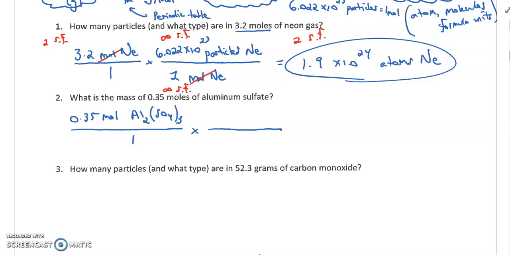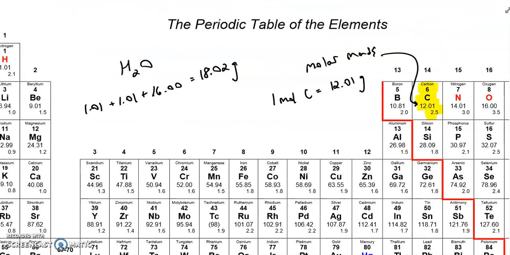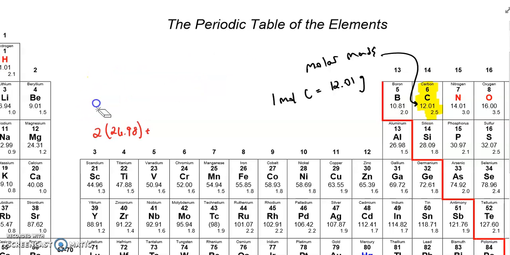So what I first have to do is look up on the periodic table, what's the molar mass of aluminum sulfate? So I'm going to find aluminum on my periodic table, 26.98. So I'm going to take 2 times 26.98 plus, and then when I think about aluminum sulfate, I'm going to rewrite the formula up here. If I rewrite aluminum sulfate, I have to distribute the subscripts outside the parentheses into the parentheses. So what this means is I'm actually going to have 3 sulfurs and 12 oxygens.